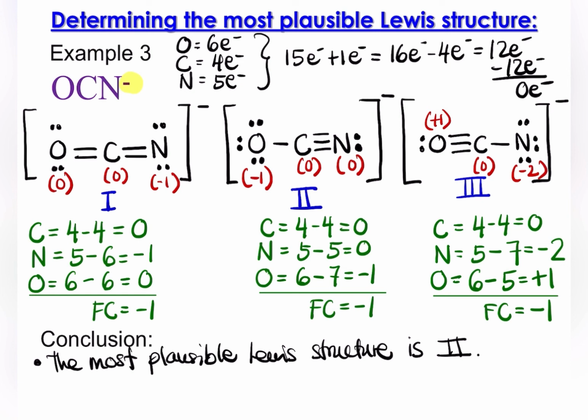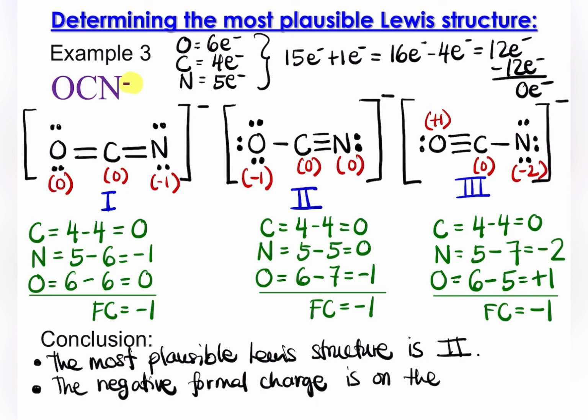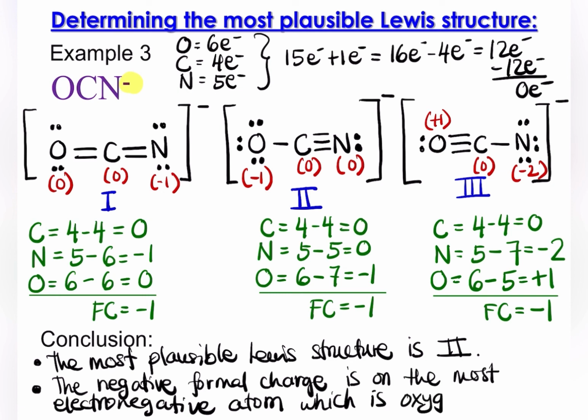Settle for the first statement. Dan second statement kita kena bagi tahu reason, iaitu kita kena cakap the negative formal charge berada is on the most electronegative atom. Dalam kes ini adalah which is oxygen atom. So this is how you answer by using this example.